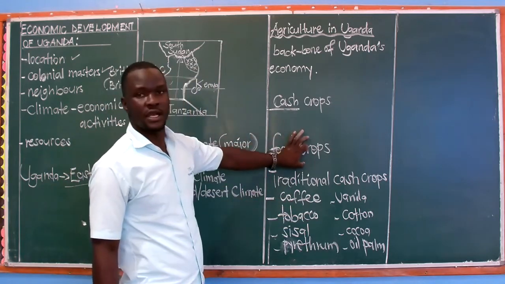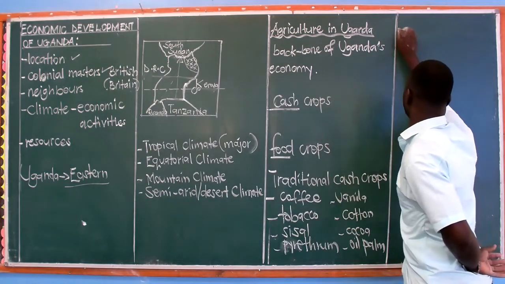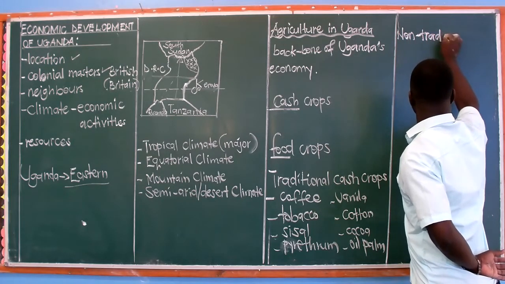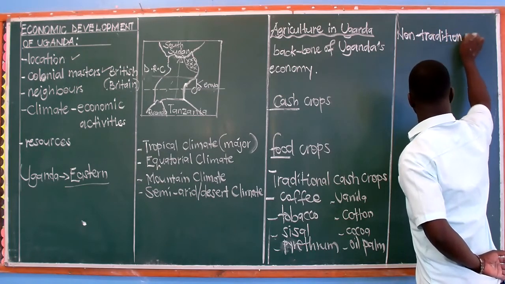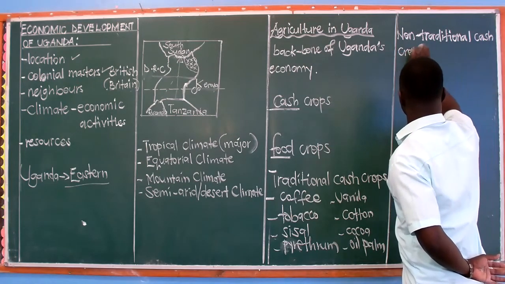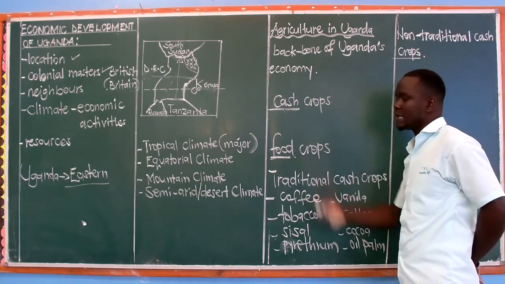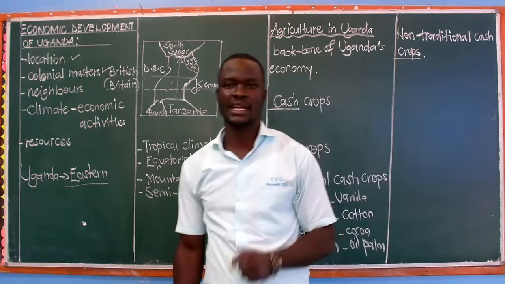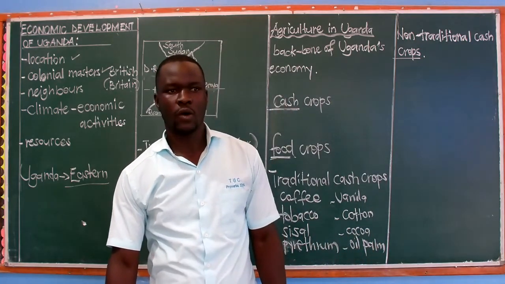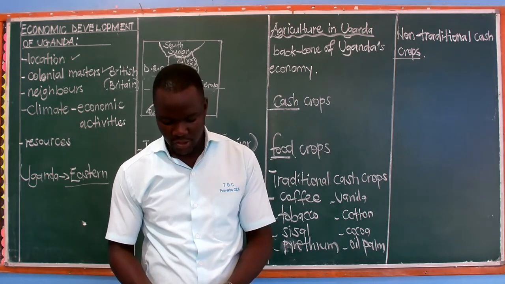Then the food crops, we are saying these are crops which were, today we call them non-traditional cash crops. Which are these crops? These are crops which were originally grown for eating, but we have said today they can also be sold and one gets income. Now, which are these? Which are the examples of these non-traditional cash crops?